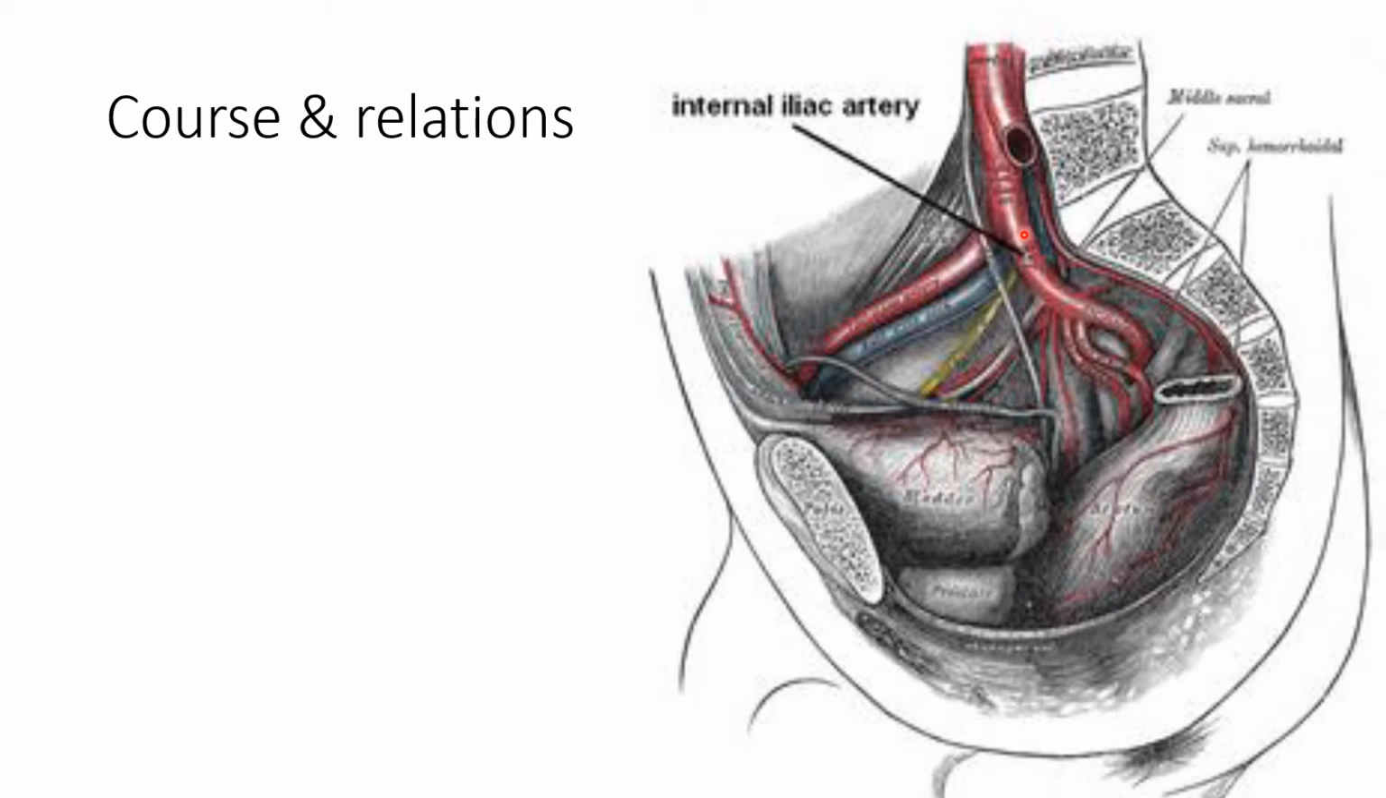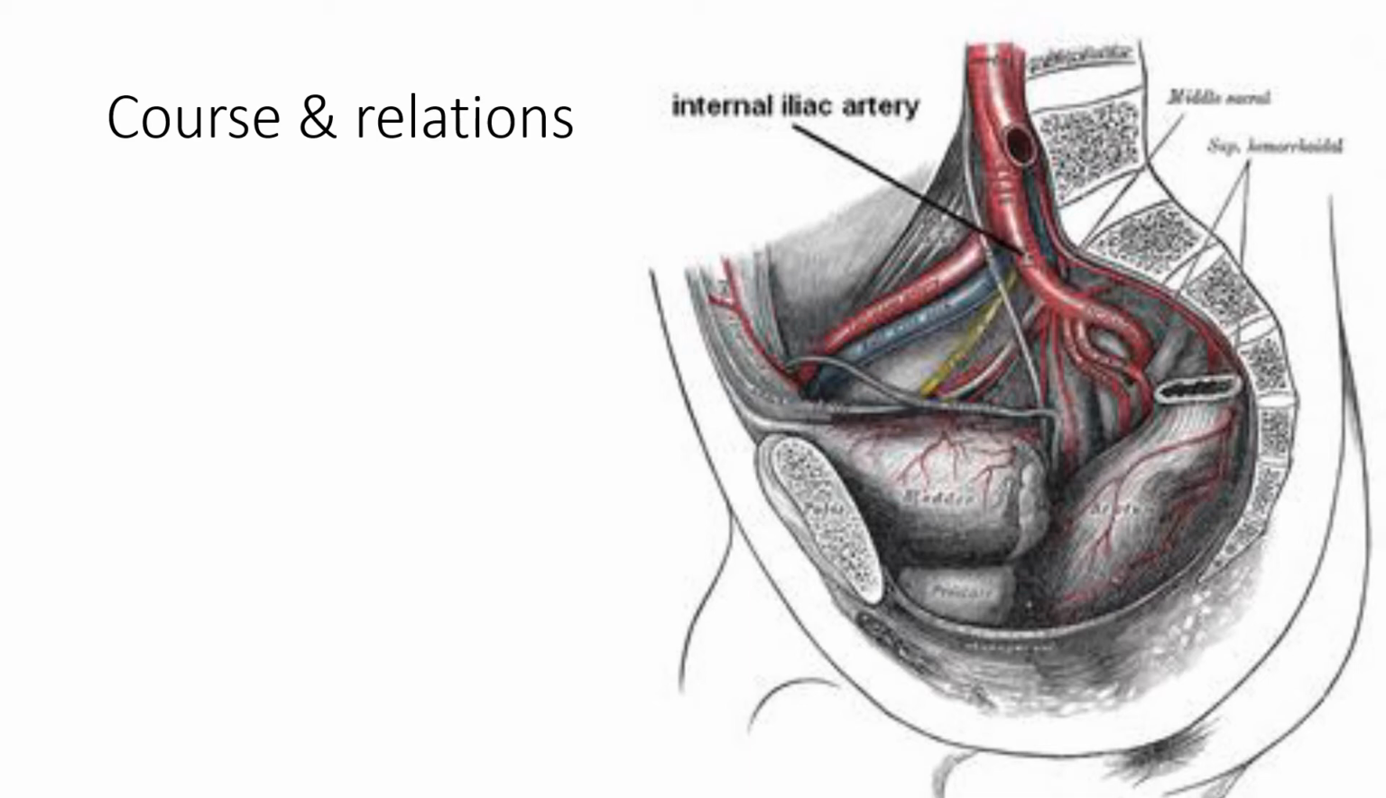By dividing into the anterior and posterior division. Here at the greater sciatic notch, it further divides into the anterior division and posterior division of the internal iliac artery. Anteriorly, in females, there is the ovary, the lateral end of the uterine tube and the ureter. And posteriorly, there is the internal iliac vein, lumbosacral trunk and the sacroiliac joint.